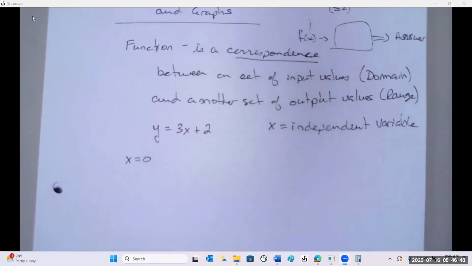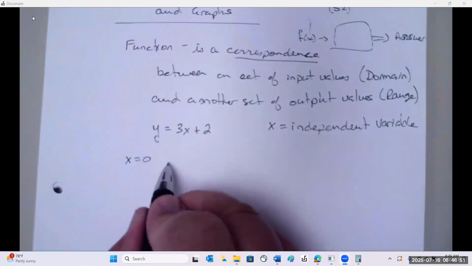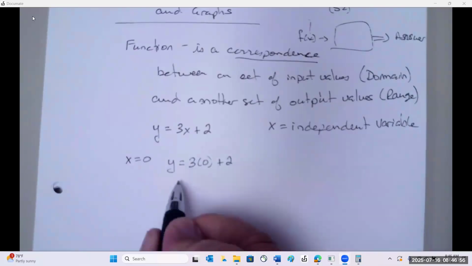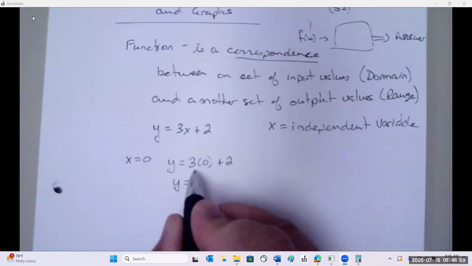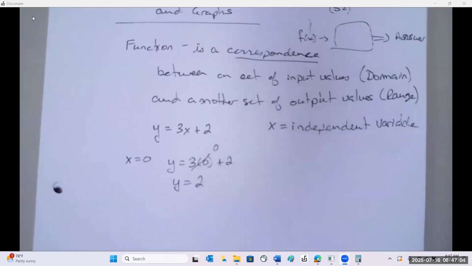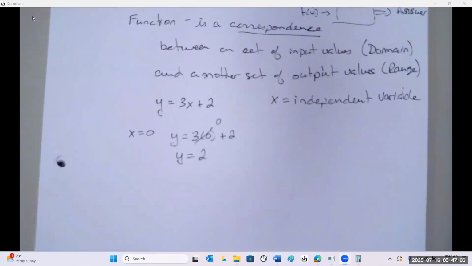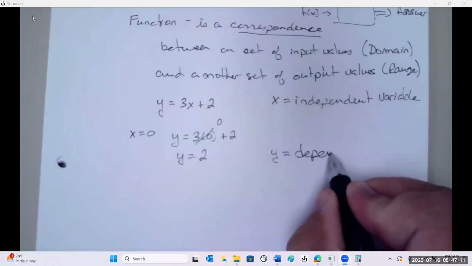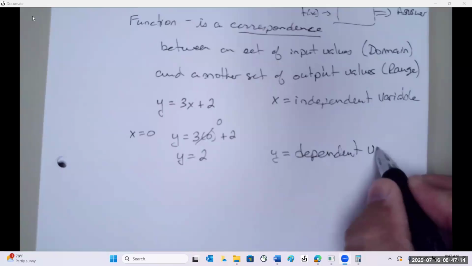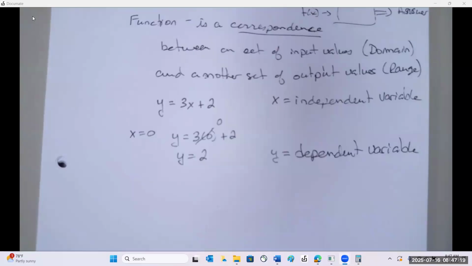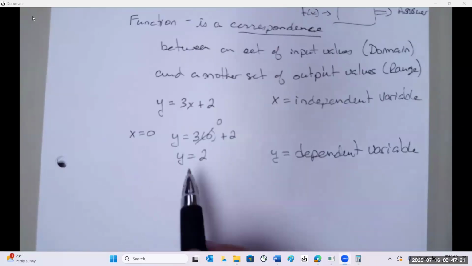Once I pick a value of x, it's now defined. I plug it in the equation and work it out. 0 plus 2 is 2. Now y has a value. Y is a dependent variable because it can't get a value until x has been defined. So the value of y depends on the value of x.